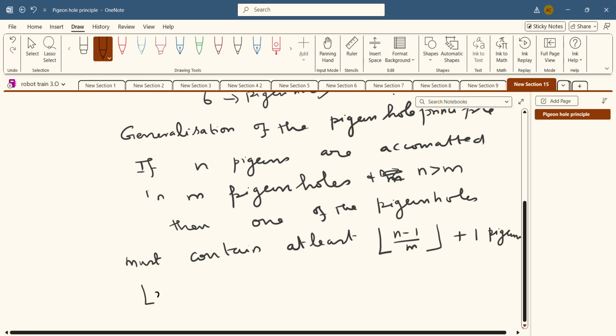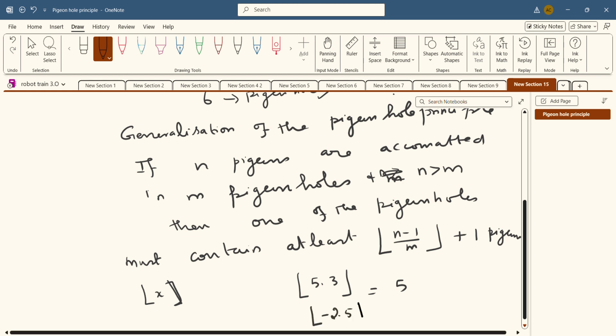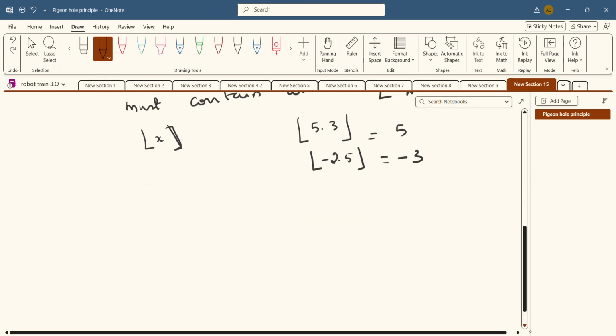Where the floor of x denotes the greatest integer less than or equal to x. For example, the floor of 5.3 is the greatest integer less than or equal to 5.3, so the answer is 5. The floor of minus 2.5 means the greatest integer less than or equal to minus 2.5. Less than means minus 2, less than that means minus 3, so the answer is minus 3. In this way we take the value of the floor function.